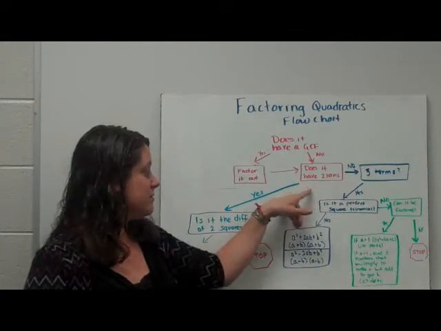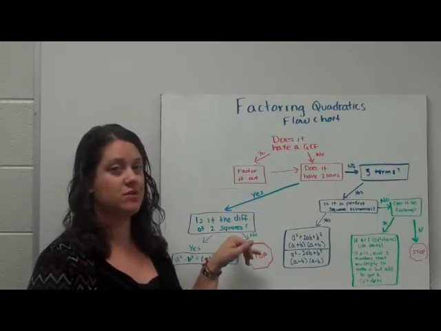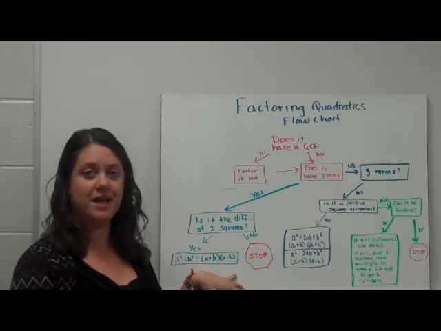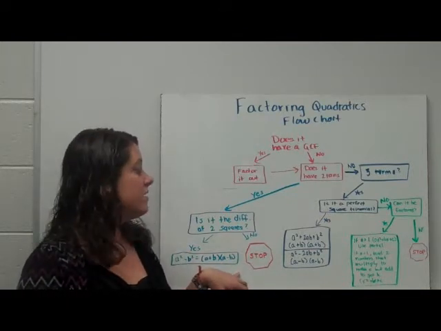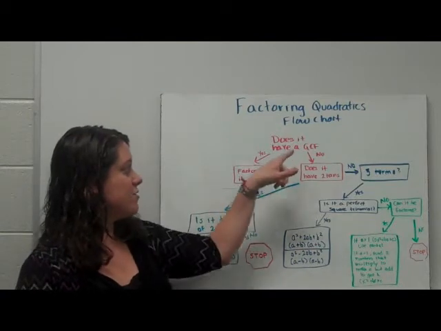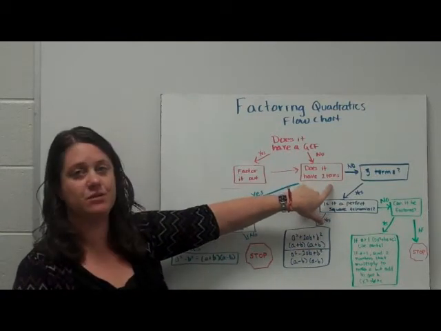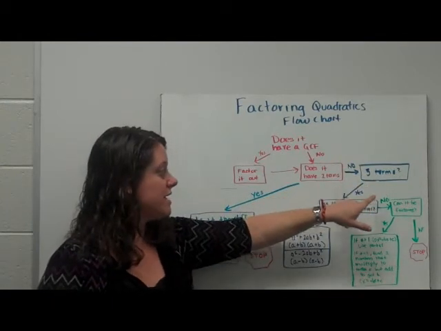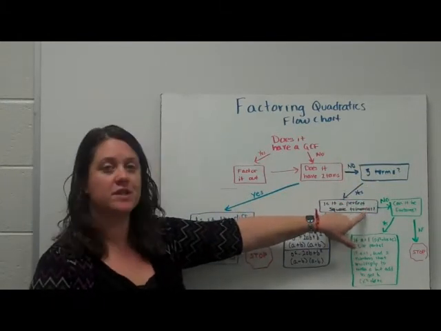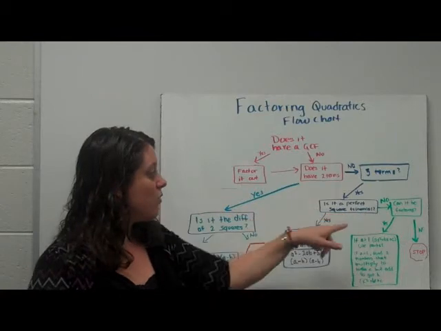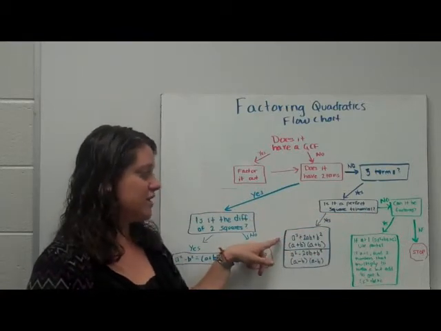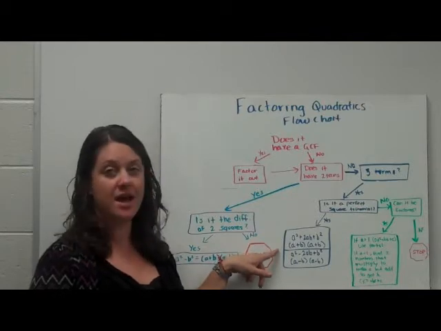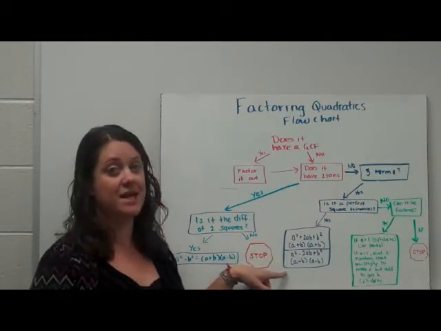Let's try that again. Does it have 2 terms? Yes. Is it the difference of 2 squares? Yes. Well, then use a minus b, a plus b. All right, let's go back to the beginning. You already factored out a GCF. Does it have 2 terms? No. Does it have 3 terms? Yes. Is it a perfect square trinomial? Why, yes it is. Well, then use what we use for perfect square trinomials: a plus b squared, or a minus b squared.